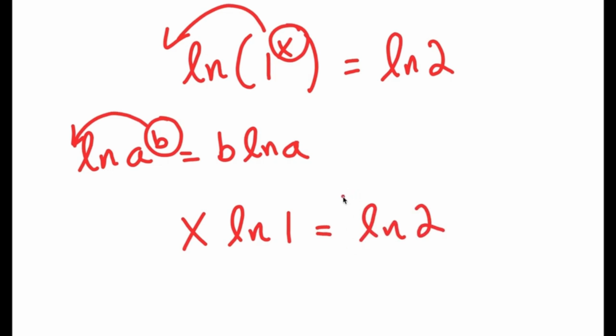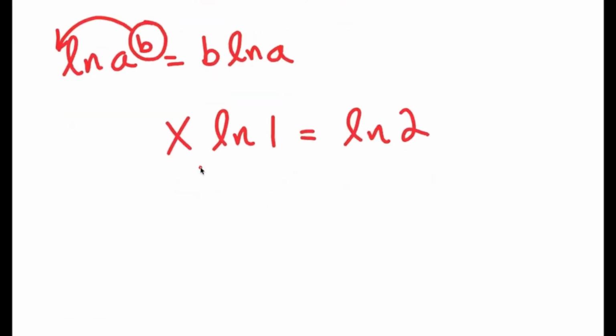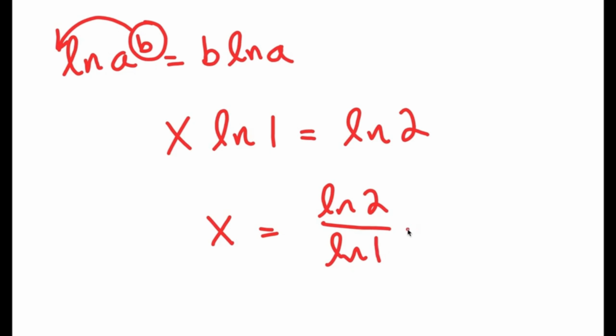And you may be thinking, we could just divide both sides by ln 1, and x would equal ln 2 over ln 1. However, the only problem with this is that ln 1 is equal to 0. And remember, anything divided by 0 is undefined, so this would be undefined.